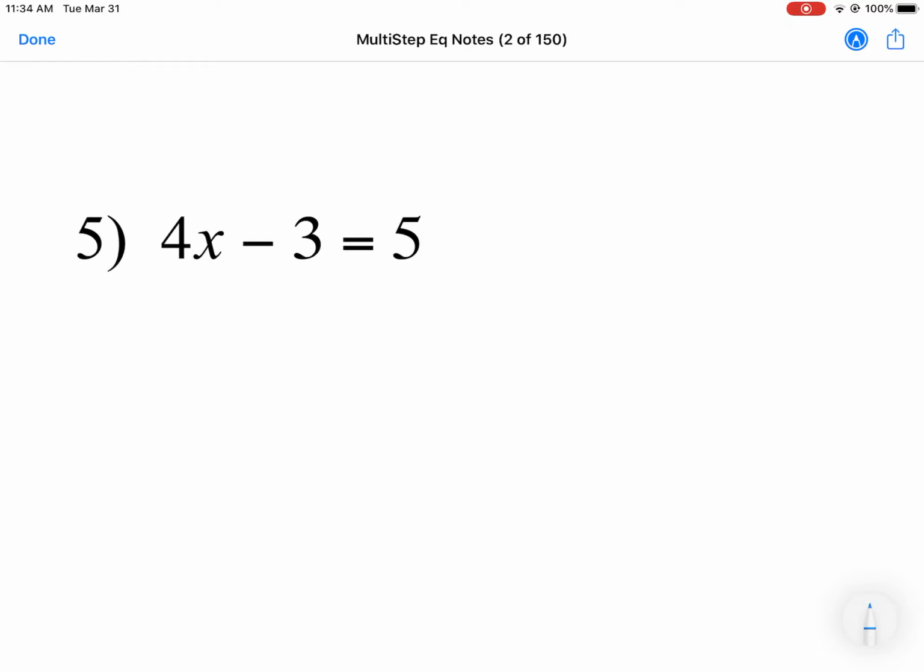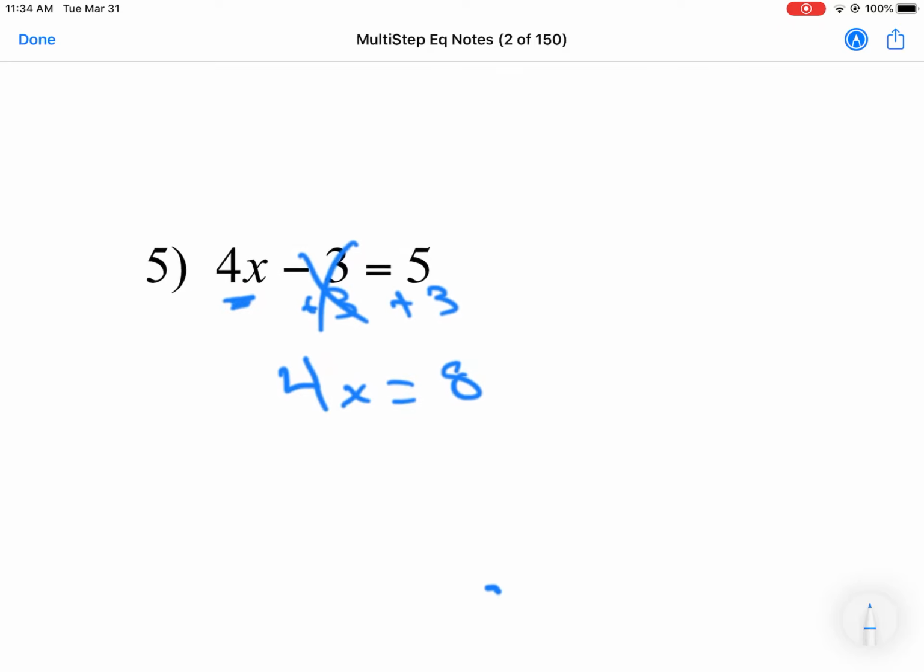Now we're going to go into two-step equations. So another review here. 4x minus 3 equals 5. Well, the goal is to get this variable by itself, but in order to do that, I need to get rid of this minus 3. What is the opposite of minus 3? That is, yes, a plus 3. So I'm going to add 3 to both sides. So I have 4x, that cancels out, equals 8.